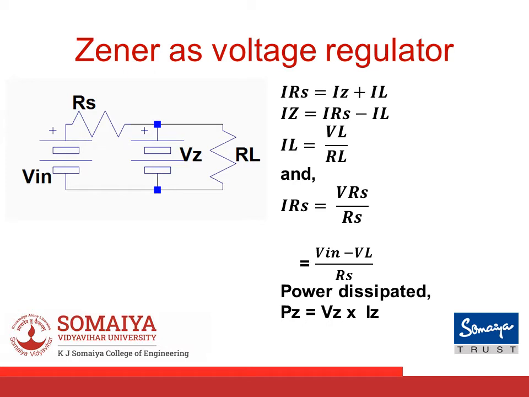Power dissipated in the Zener is equal to the voltage drop across the Zener, which is Vz once it is on, into Iz, that is nothing but the current flowing through the Zener.